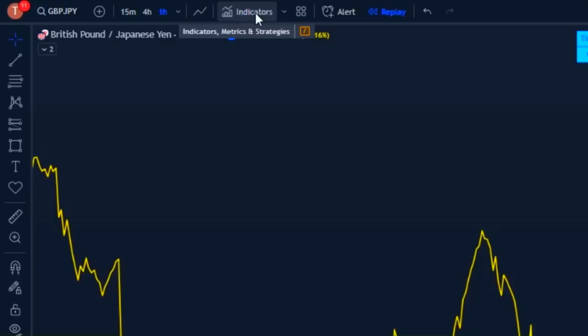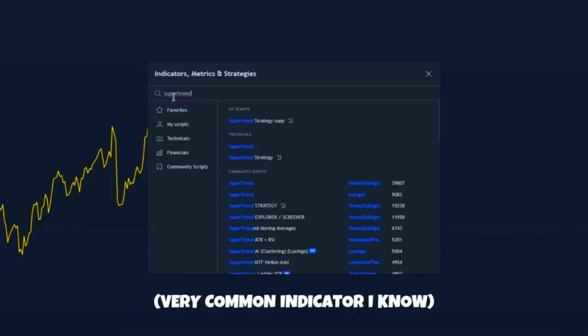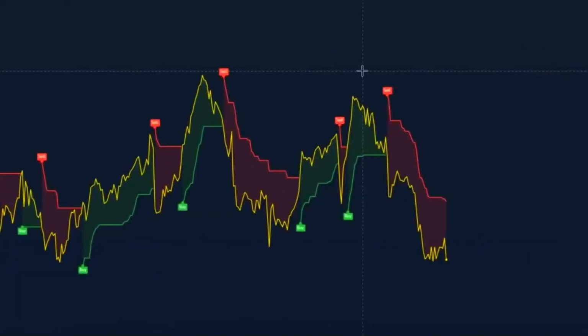And third and finally, go on to indicators again. Finally, for the last confirmation for the trade, type in super trend with no spaces, and we can add this top one here on the community scripts. Your chart should now look something like this.